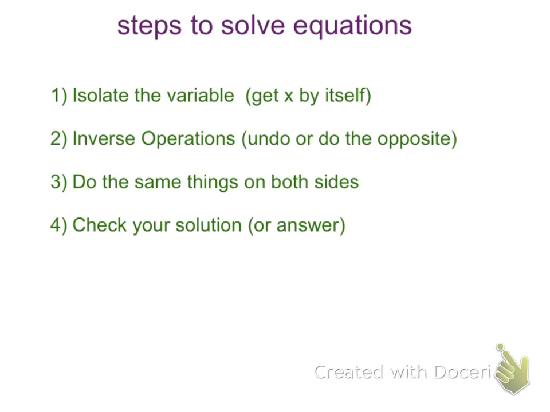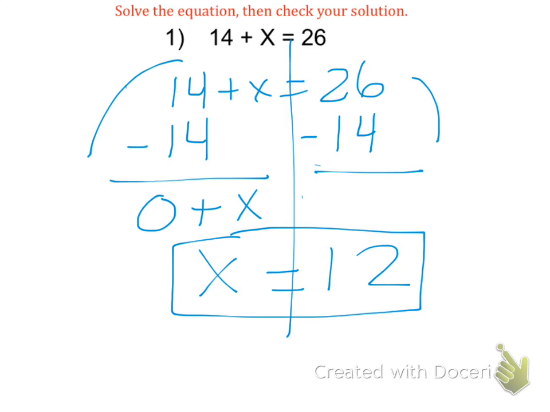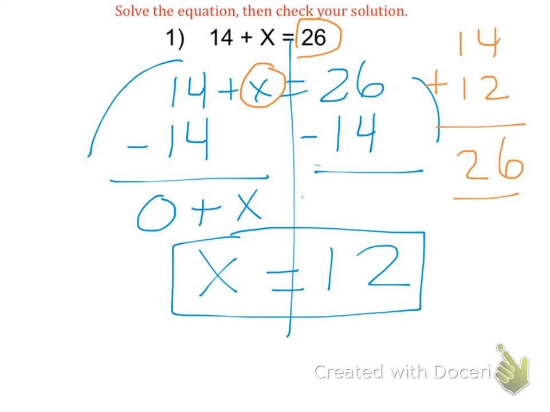According to our steps, we need to check our solution. So we take 12, since that's our answer, and we need to substitute it back in here for x. So we do 14 plus 12. That equals 26. And we go back to our problem, and that's what it was supposed to equal. So we put a check next to our answer to show that we checked our solution, and it is right.